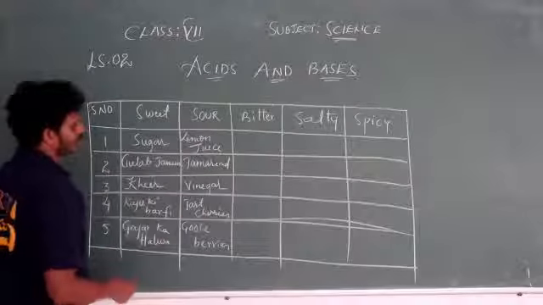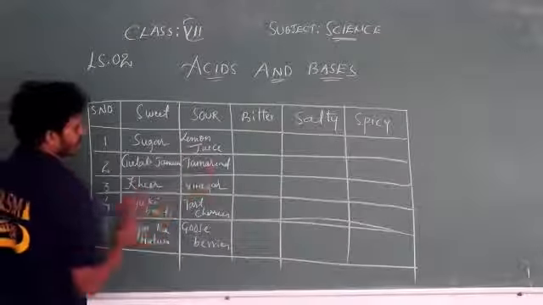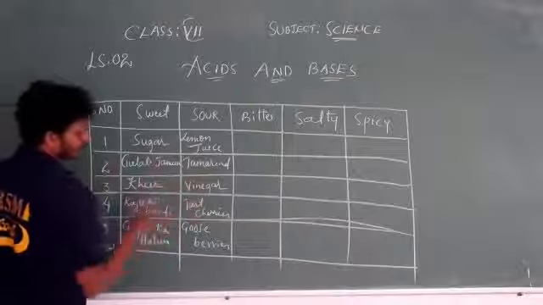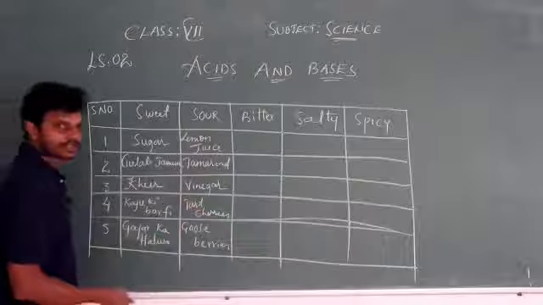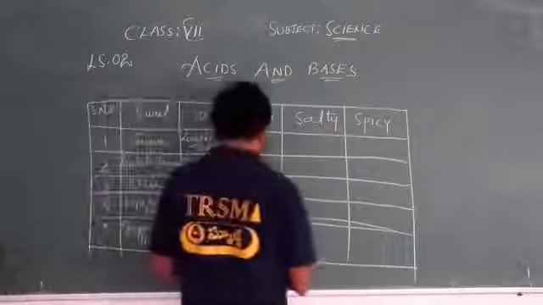What are the sour substances here? Lemon juice, tamarind, vinegar, tart cherries, another one is gooseberries. These are some of the sour materials or sour substances.